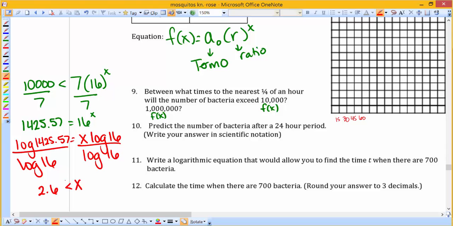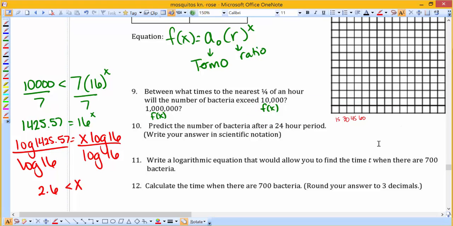But you're also welcome to use your table, you guys, and just keep figuring it out. That's fine. This thing is actually going to grow really, really fast. Its growth rate, since it's doubling every 15 minutes. So you'll find your answers pretty quick if you make a table.